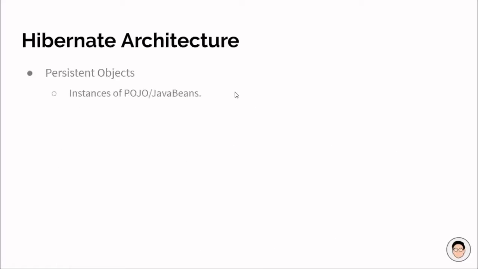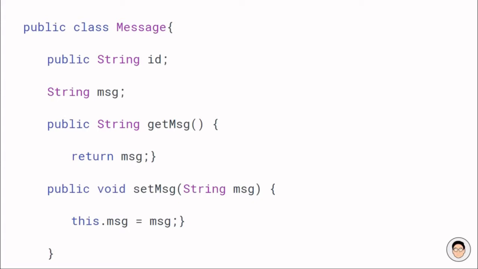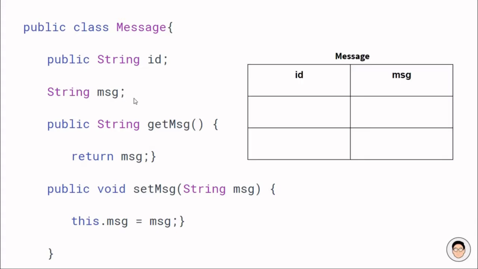Persistent objects are instances of POJO, or you can say JavaBeans. Let's first understand POJO. POJO stands for plain old Java object. POJO is an ordinary Java class that doesn't have any special restrictions other than those forced by the Java language specification. Meaning it doesn't have any fancy rules, like it should have a no-argument constructor, its fields should be private, and something similar. POJO represents database entities and usually has the same members as the database table.